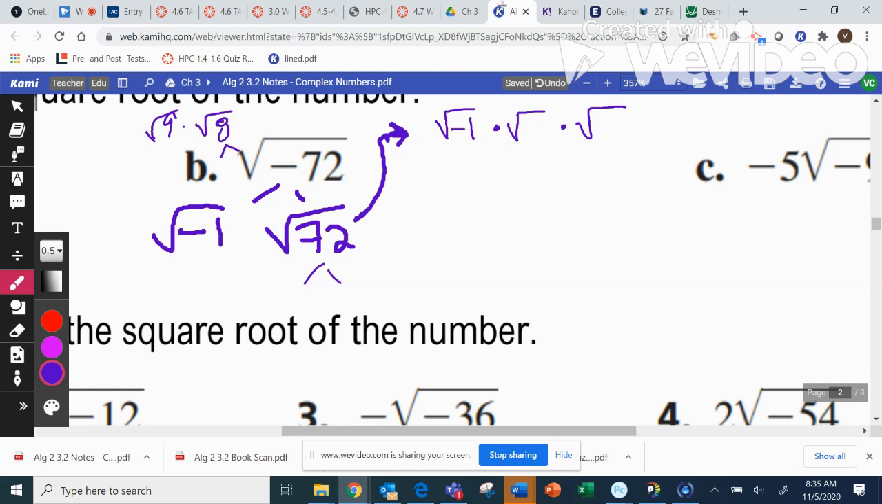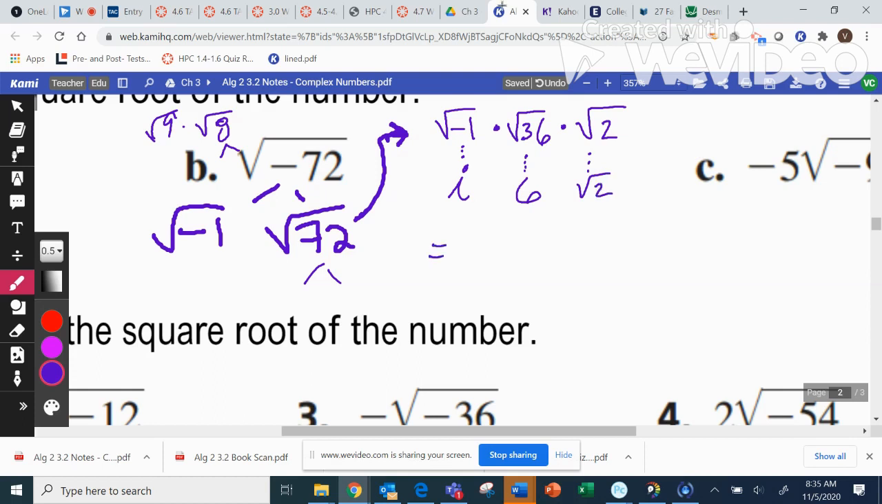36 is the biggest one, yeah. I mean, I could do more steps. I just didn't want to. So 72 is 36 times 2, and then times -1 gives me -72. Now we're going to simplify each of these. Square root of -1 is i. Square root of 36 is 6. Square root of 2, I can't break down any further.